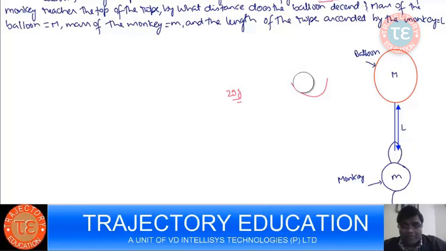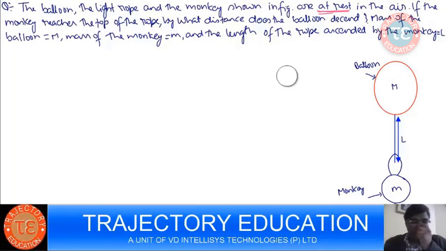Okay, let's come to our problem. So this is at rest. Let's assume it is at rest. It is in equilibrium. There is no external force acting on this. The net external force acting on the system of balloon plus monkey is 0. That is what I mean to say.